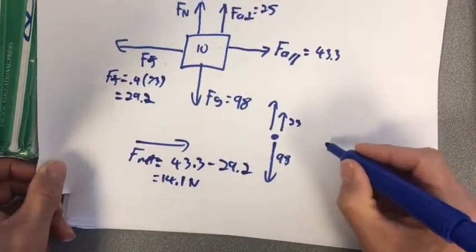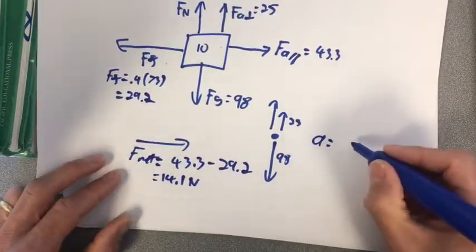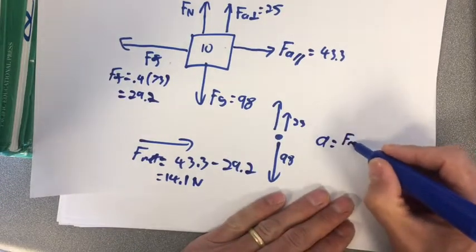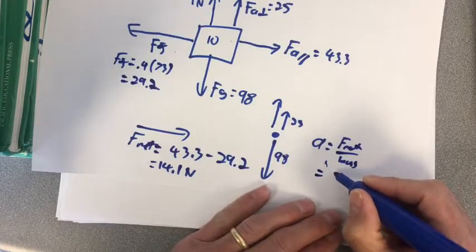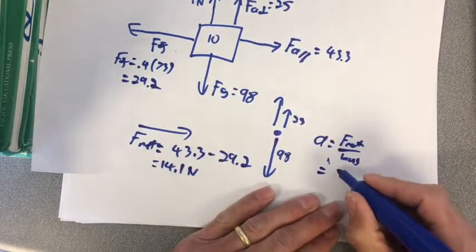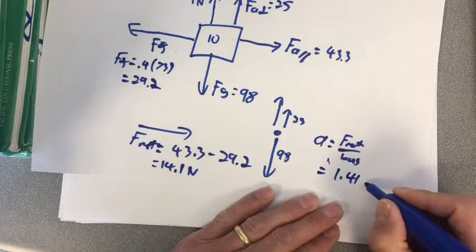My acceleration is the force, my net force, over my mass. So that's going to be 14 over 10. It's 1.41.